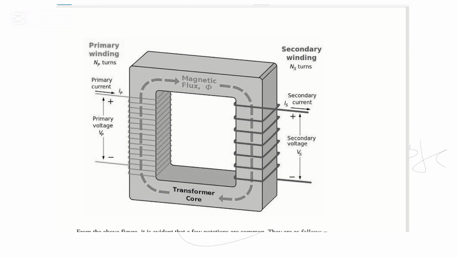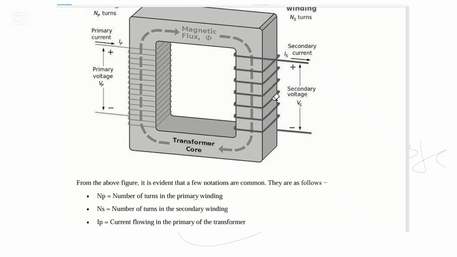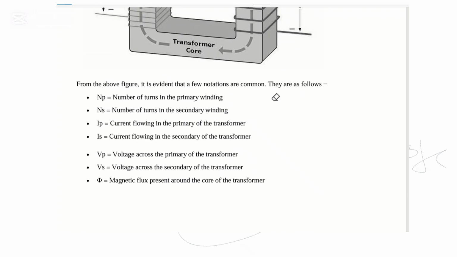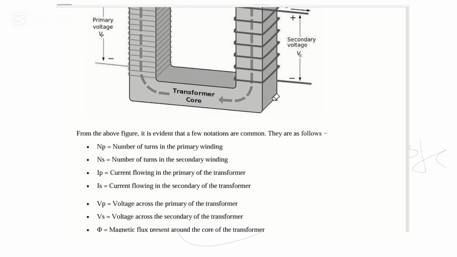So there are some things we need to get familiar with the transformer. So a transformer is usually a very complex topic. We are only discussing it because we have to use it in our project. So we are discussing it slowly. From the above figure, it is evident that a few notations are common. They are as follows: NP, number of turns.